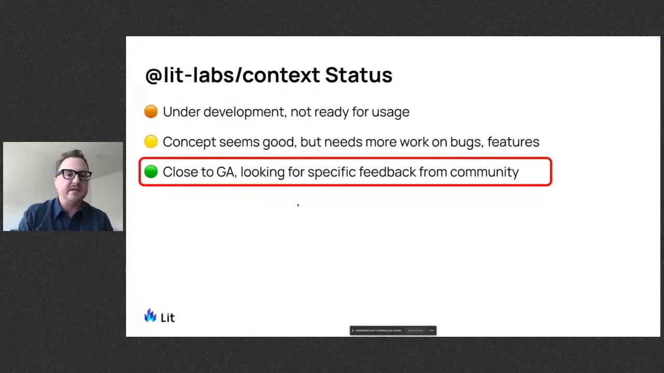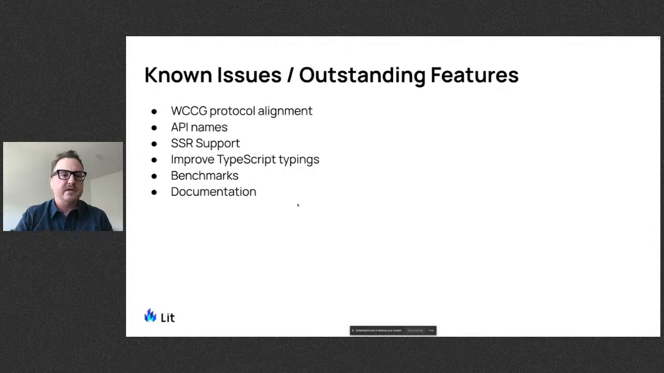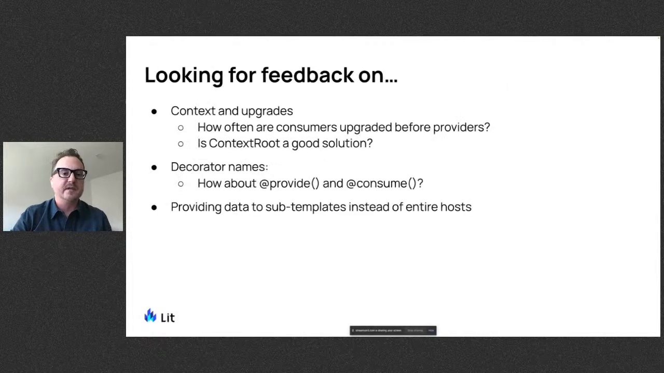All right, to recap, like Gray mentioned, we have a standardized set of statuses. We think context is pretty close to GA. We have a known set of things we want to work on before we graduate it. There's a couple of places we want to double check alignment with the protocol. We have some ideas for simplifying the names a little bit. We want to work on SSR support, improve some TypeScript typings. We also want to do some benchmarking to make sure that this pattern is fast enough to use for pervasive things like themes, and finally get some documentation up.